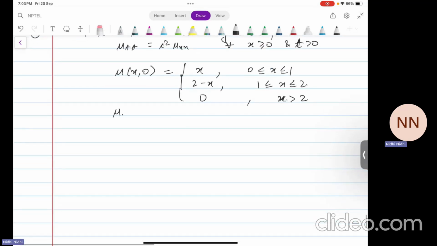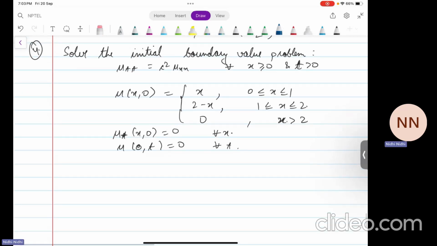Then we have u2 at x comma 0 is equal to 0, u0 comma t is equal to 0 for every x, for every t. So we will be using a similar kind of method that we had done in the previous lecture. There we did some substitution and converted this problem into a problem with some other variables, zeta and eta, as we did in earlier classes.